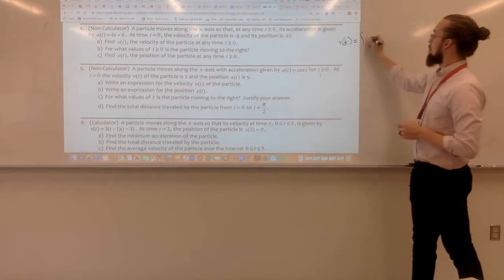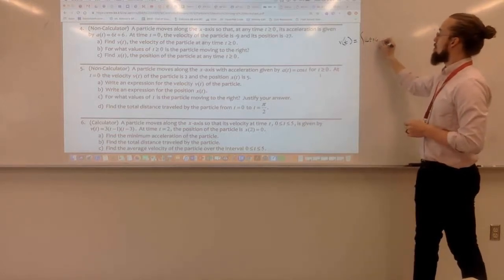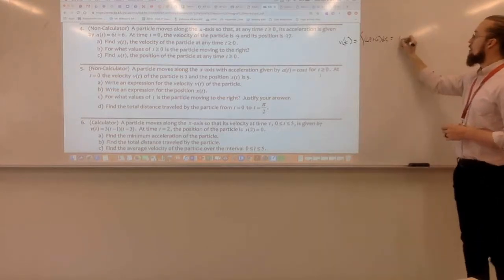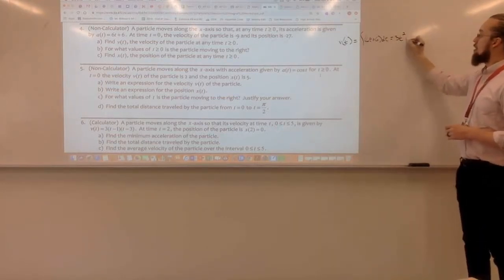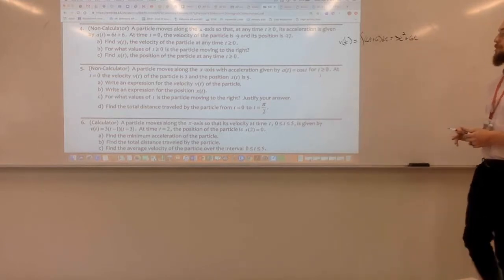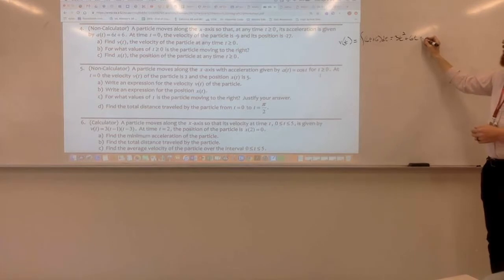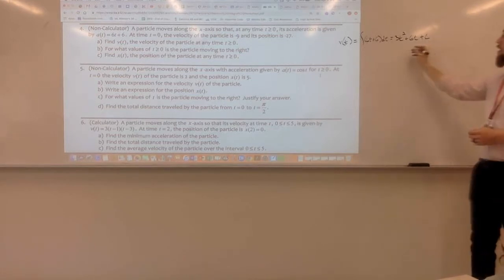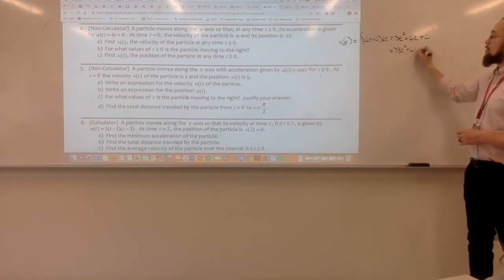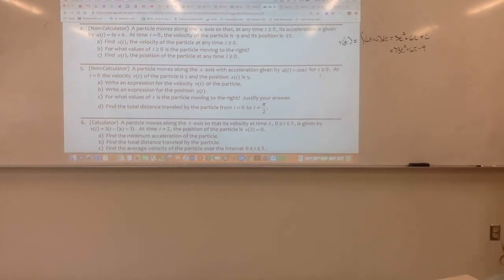So, antiderivative of 6t plus 6 is, right, I mean, our initial velocity is negative 9, so I can just tack on that negative, well, actually, I'll write it as plus c, and then we know that our initial value is negative 9 for velocity. Okay, so this is my velocity function.